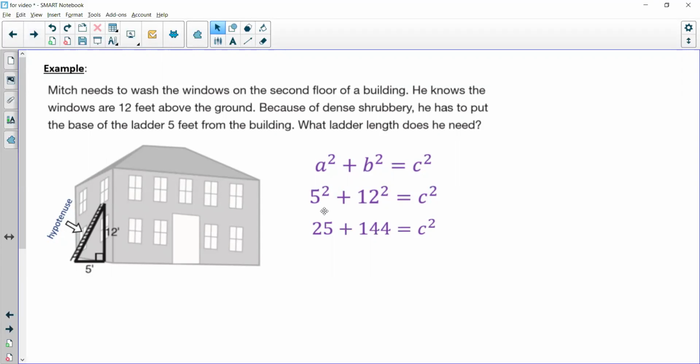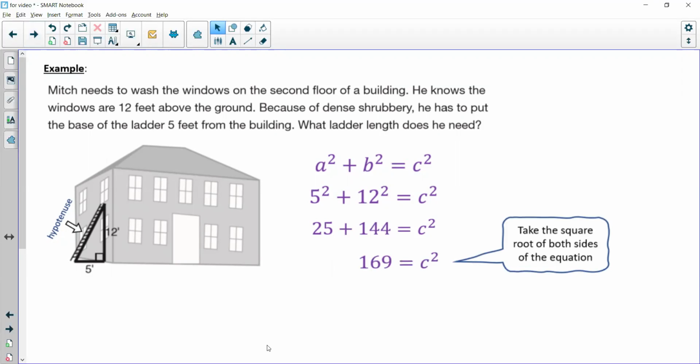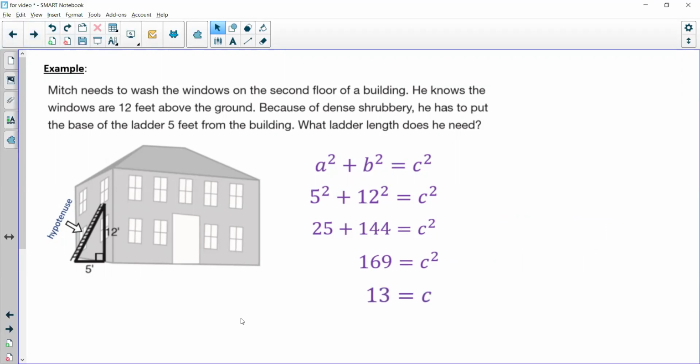Now that we square our terms, we get 25 plus 144 equals c squared. 25 plus 144 is 169. We take the square root of both sides of this equation to get our solution, which is c equals 13.